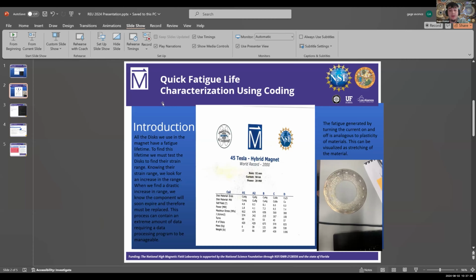So this center picture here shows the disk materials, and the picture to the right of it shows the disks that we use. Now that disk right there is a copper or zirconium disk. The fatigue generated by turning the current on and off is analogous to plasticity of materials. This can be visualized as stretching of the material.